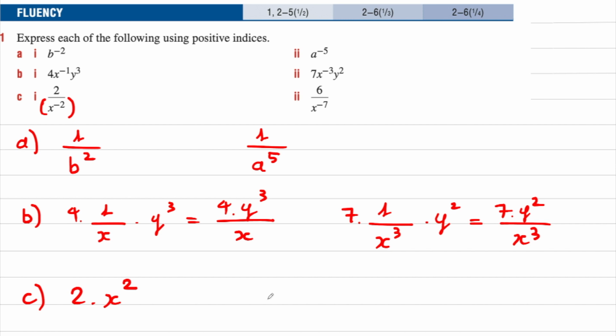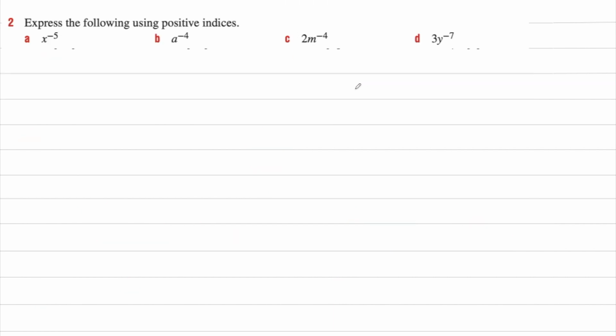The same idea with question 2i here. 6 multiply x to the power of 7. x to the power of negative 7 from the denominator, I change this to the numerator. Question 2, express the following using positive indices. Okay, question A, x to the power of minus 5 means 1 over x to the power of 5.